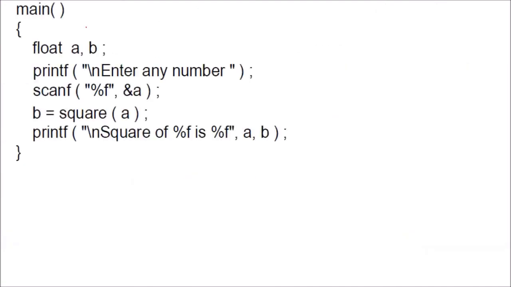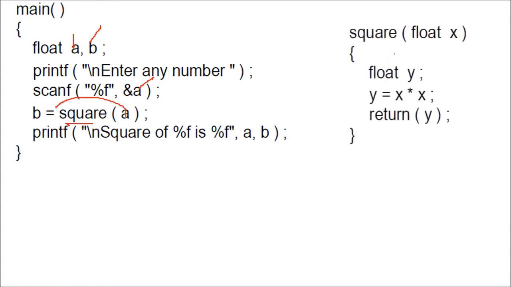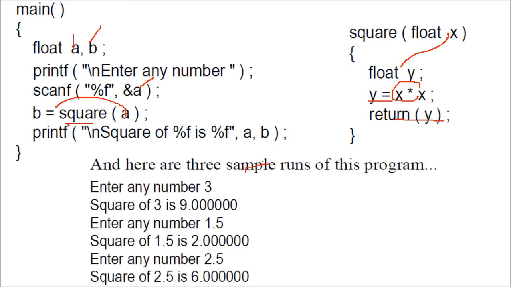Let us take an example. You want to find out the square of a and b. You are inputting the value a, you are passing it to the square function, and some b will be returned. This is your square function. So this square function says pass a float x, and y will be x into x, and y will be returned. So this will be the answer.